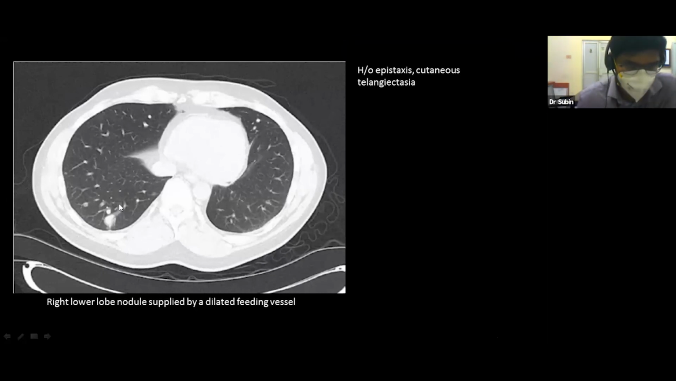Okay, this is a dilated feeding vessel, and the nodule was supplied by this. If I give you more history, that the patient also had epistaxis and cutaneous telangiectasia, what do you think the diagnosis is?